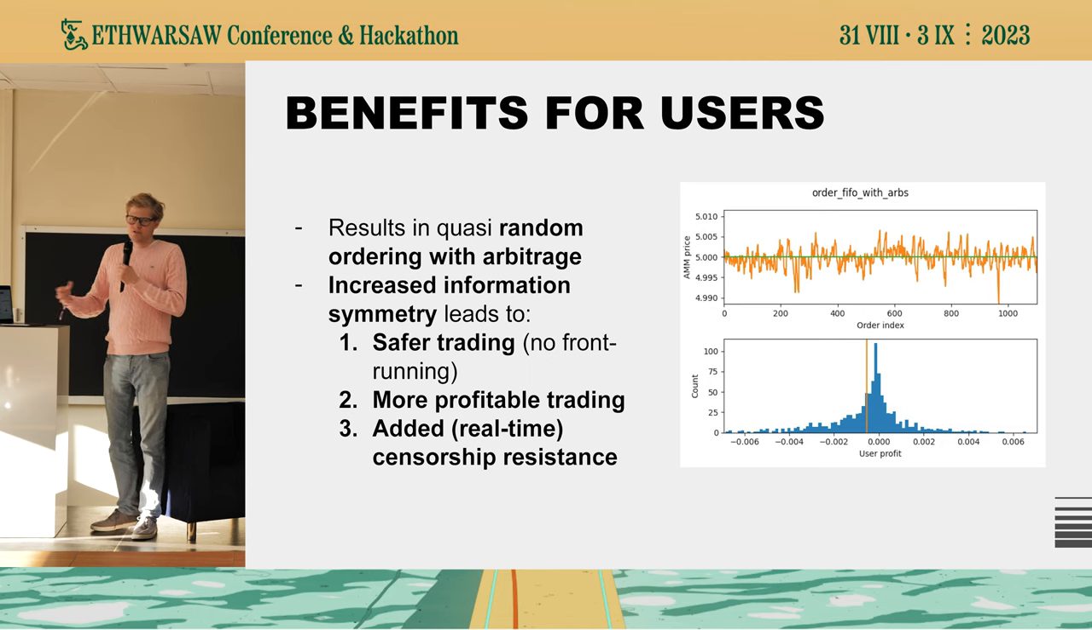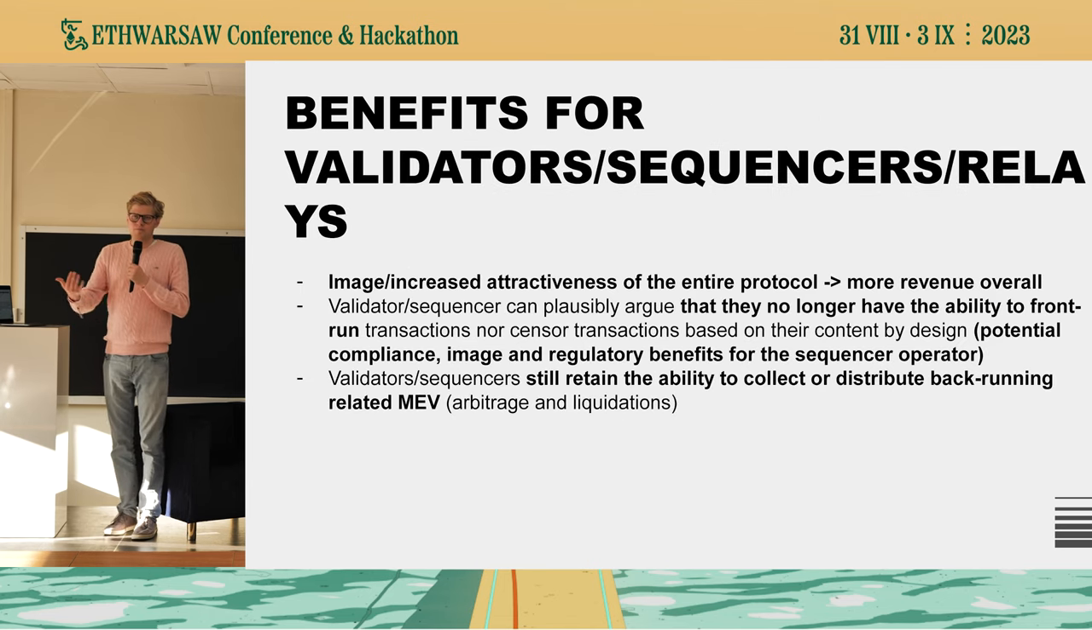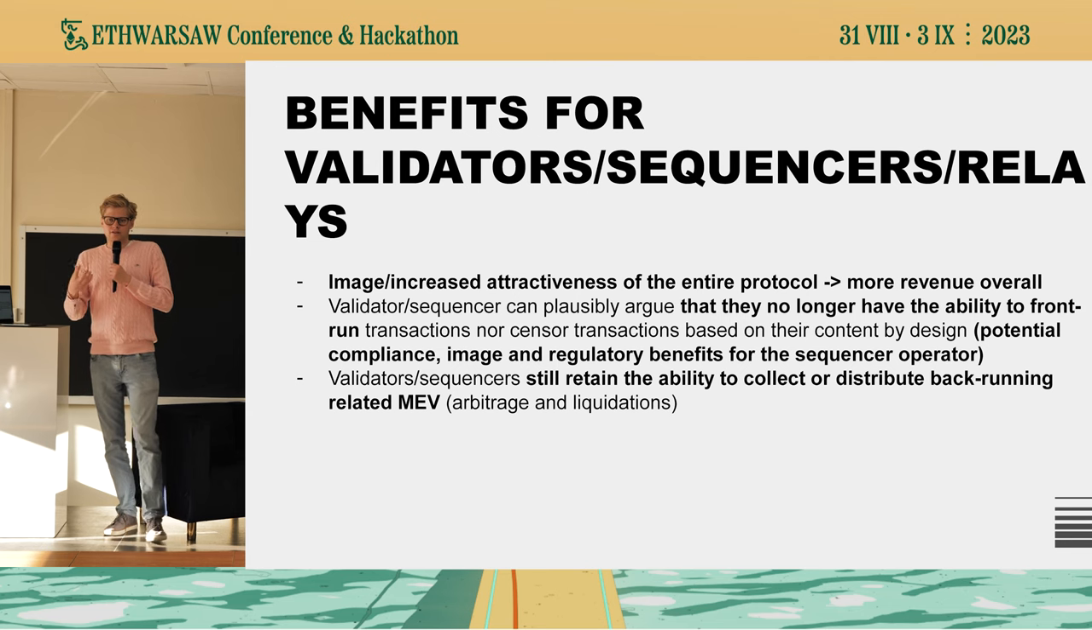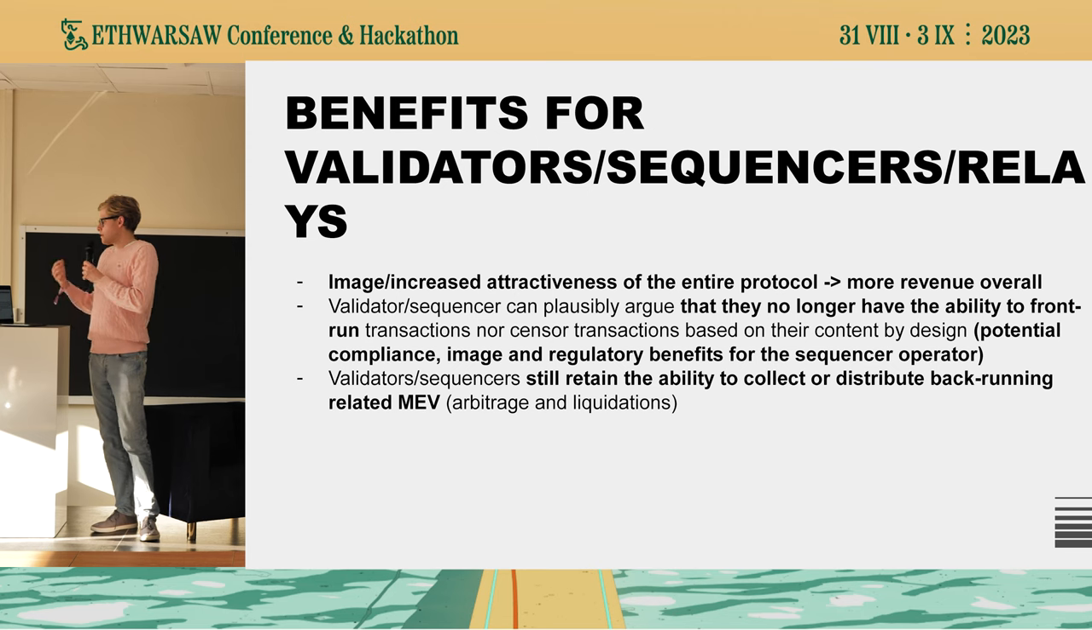So these are the benefits for users, but you could argue that validators or sequencers are getting restricted, right? They now have to commit to shielded or encrypted transactions, so in a way they're restricting themselves. So you could argue that they actually have less power and they can extract less MEV. However, we actually think there's also some benefits for them.